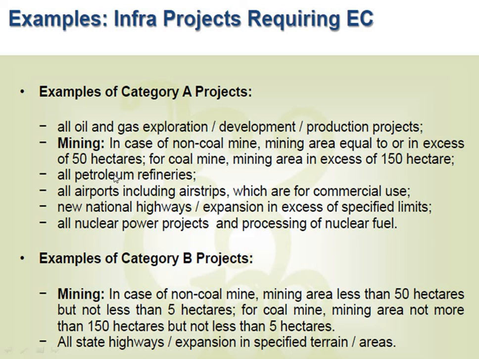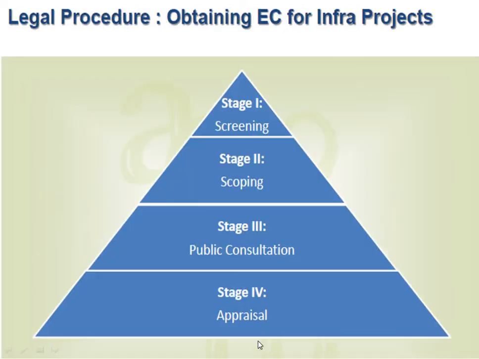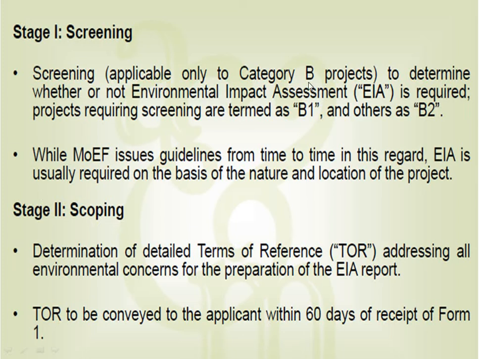That's the idea. Category A has an area equal to or in excess of 50 hectares, but here only 5 hectares, not less than 5. Less than 5 you don't need that. For coal mine, the mining area is not more than 150 hectares. This way you can have different categories, such as all highway expansion in specified terrains. Then first the screening stage, then the scoping stage, then public consultation, then approval. After public consultation, when it is open to the public and the duration is over, comes the appraisal. The screening stage is only for Category B.